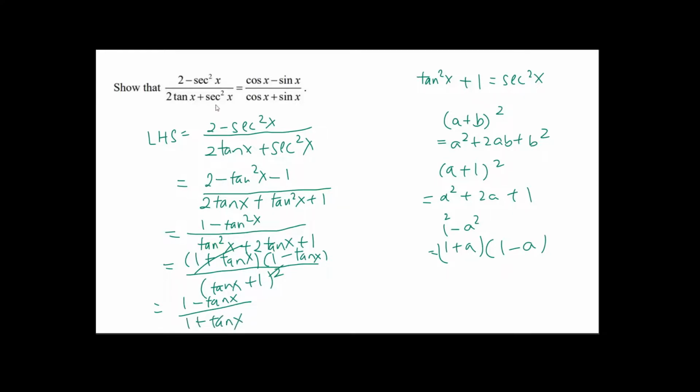But what I need to prove is not tangent, right? I need to prove cosine x minus sine x. So how do you change tangent into sine and cosine? Well, remember, tangent is equal to sine over cosine. So I'm going to replace all my tangent x with sine over cosine.